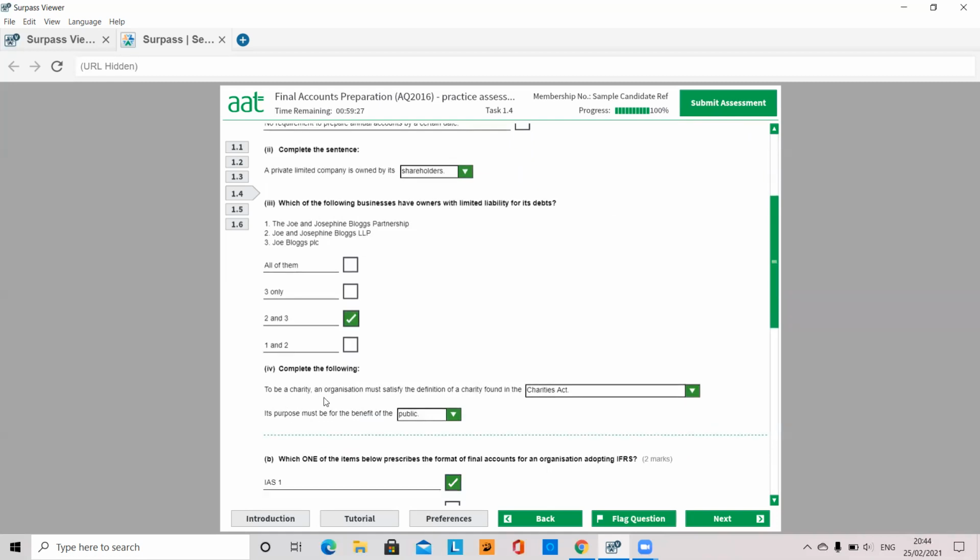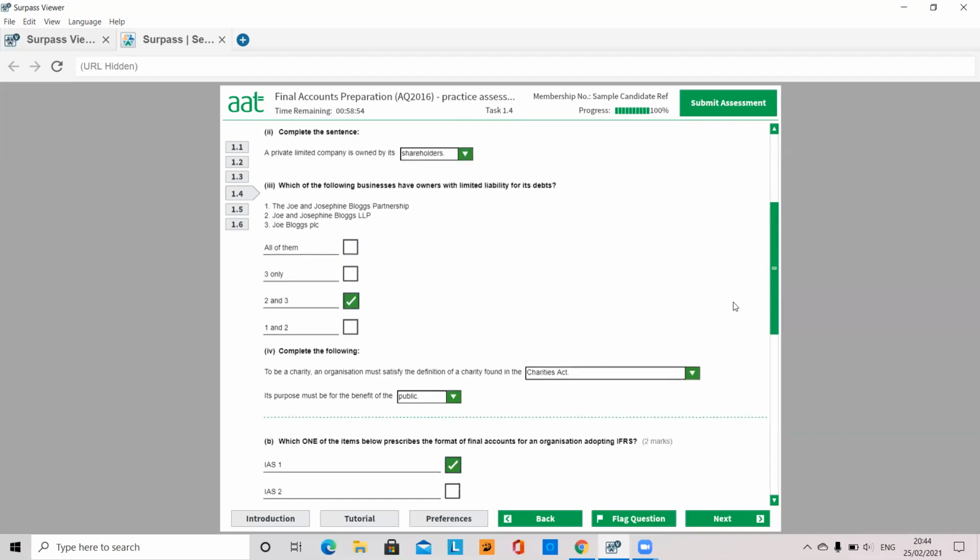The next thing says to be a charity, an organisation must satisfy the definition of a charity found in the Charities Act. Okay, I'm doing that quite a lot with my students at the moment, where they're looking at setting up a charity, and it's a charity act that lists all of the important things of what you need to do when setting up a charity, such as a company secretary, etc. Okay, its purpose must be for the benefit, not of the trustees, but of the public. Okay, so a charity is for the benefit of the public.